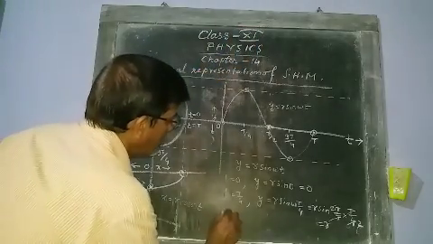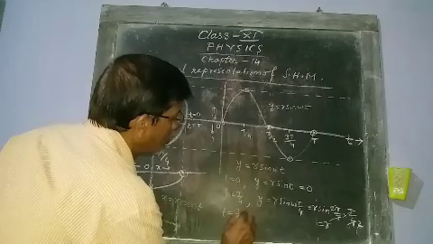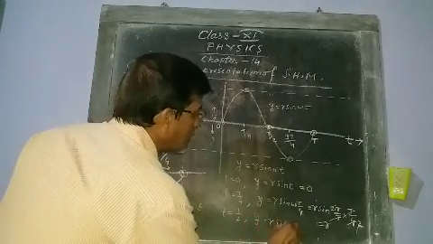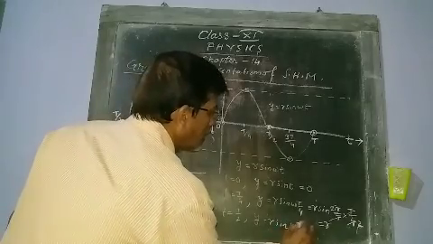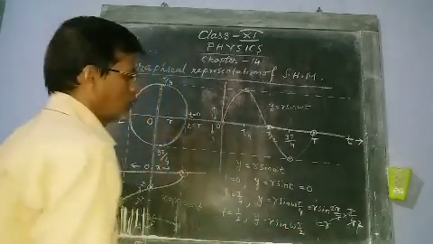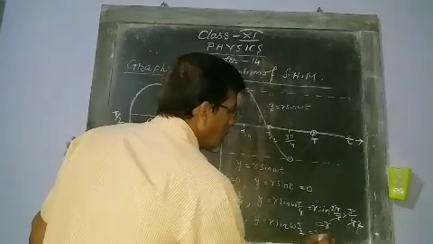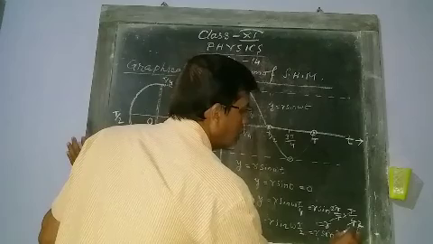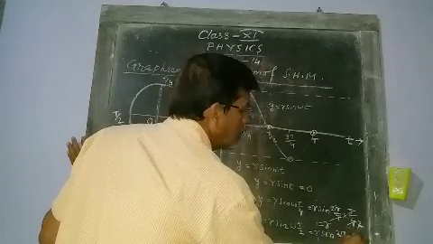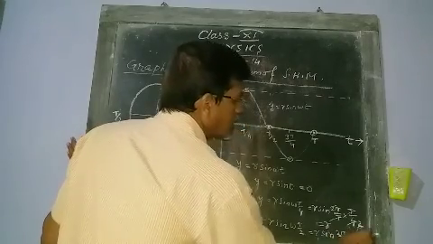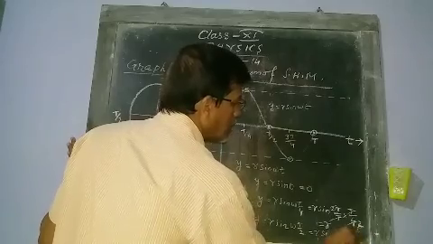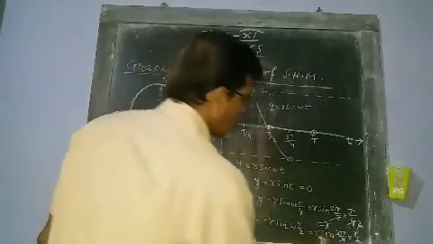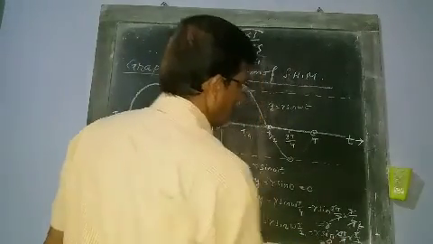Then when t equals T by 2, y equals r sin omega t by 2. So r sin omega, which means 2 pi by T into T by 2, the T cancels, gives sin pi. Sin pi is 0, so this is 0.